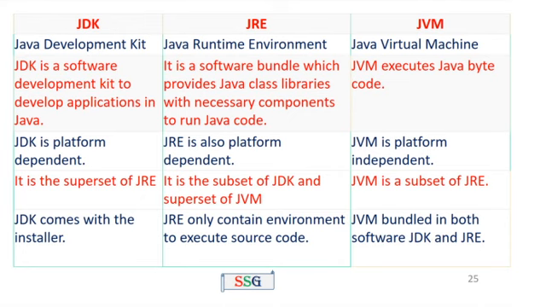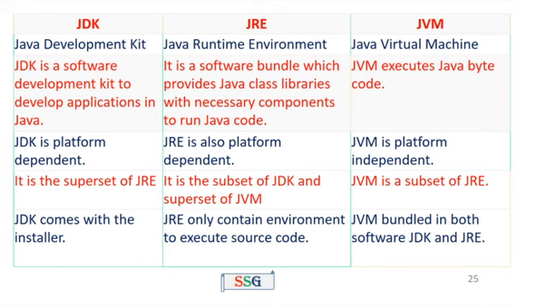JDK is a software development kit to develop applications in Java. That means you are typing the program and saving the file. JRE is a software bundle which provides a Java class library with the necessary components to run the Java code. Without JRE, a Java program cannot be executed. JVM executes the Java bytecode.